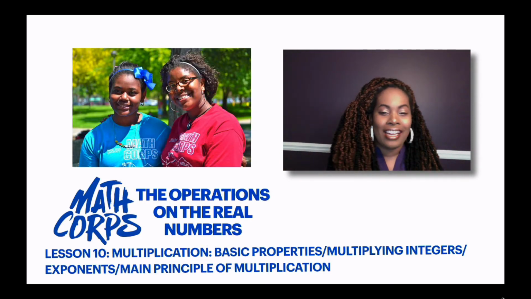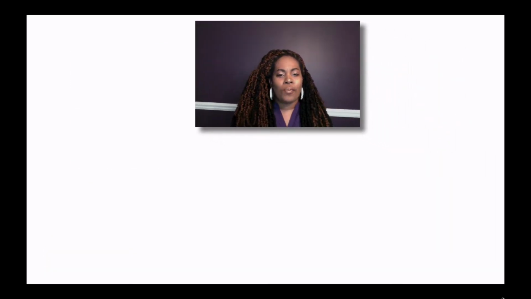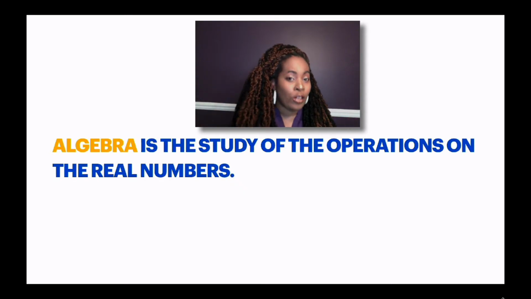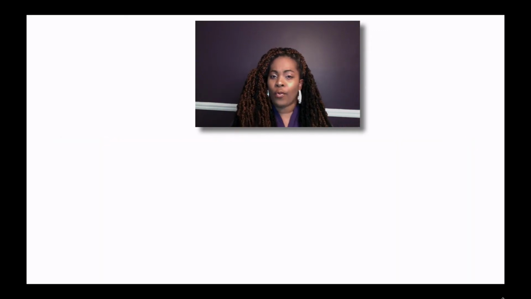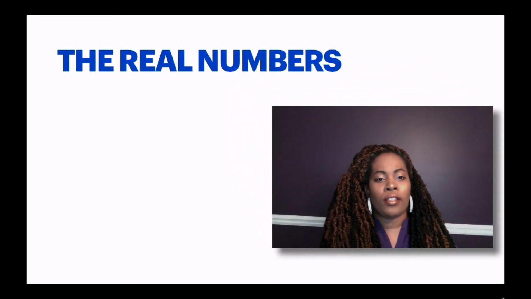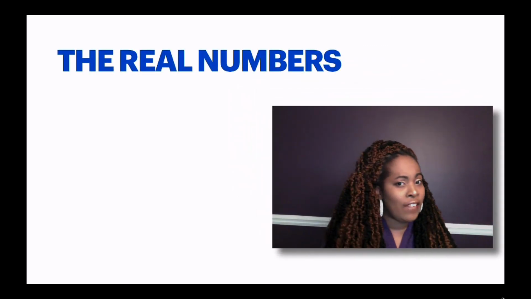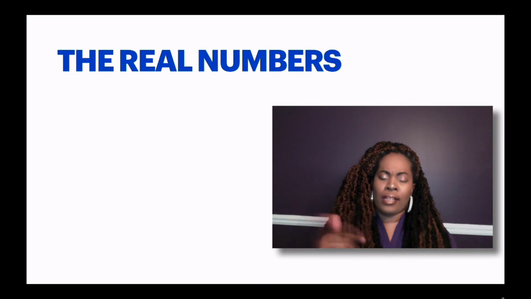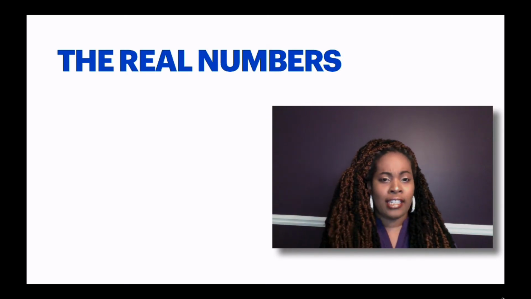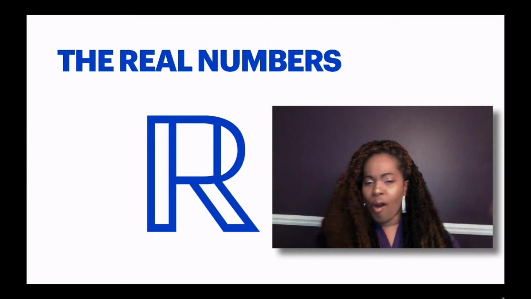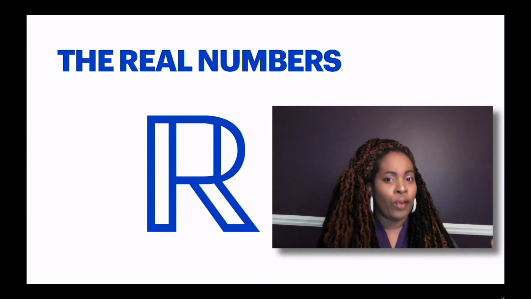Let's go. So, we talked before about the definition of algebra. Algebra, we said, was the study of the operations on the real numbers, right? And you know what I mean by real numbers. The real numbers are integers such as positive and negative numbers and all the numbers that live in between those guys. So we're talking about decimals, fractions, and mixed numbers as well. All of these types of numbers are the real numbers.